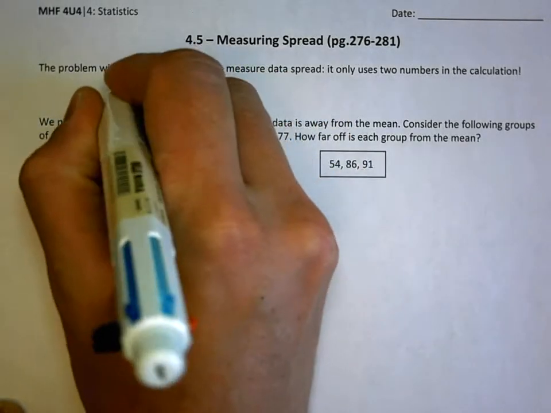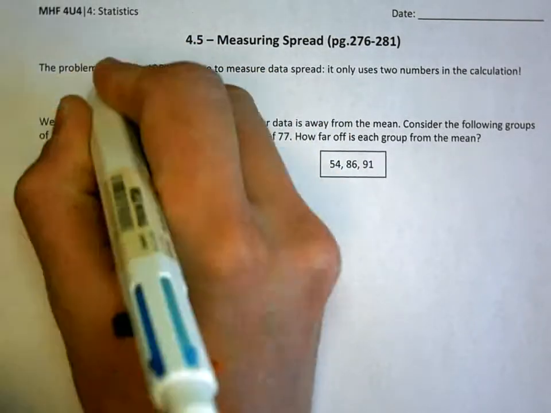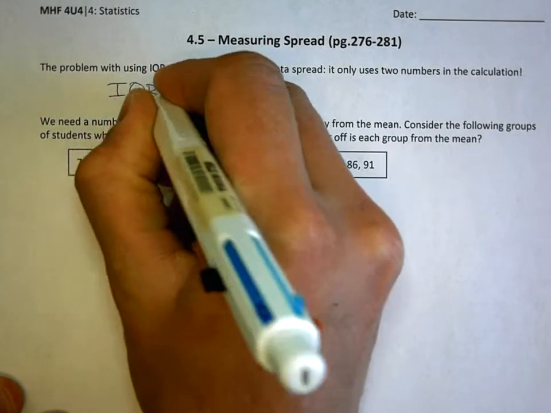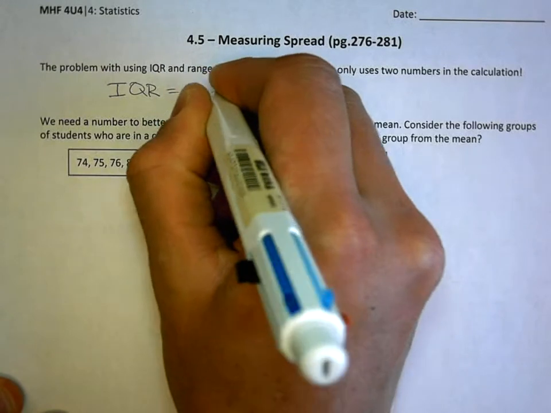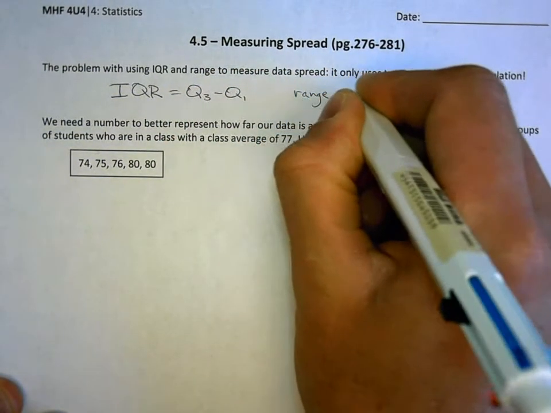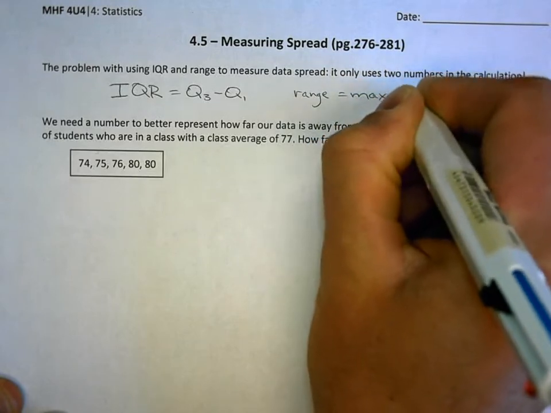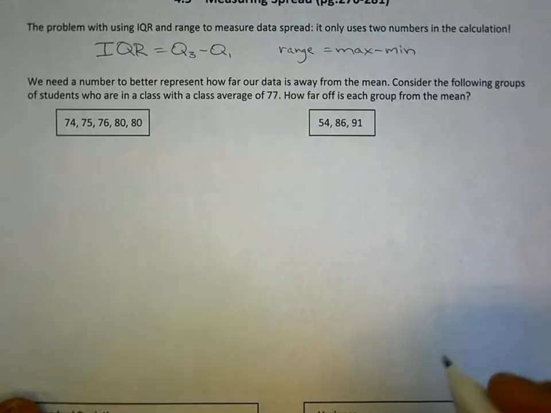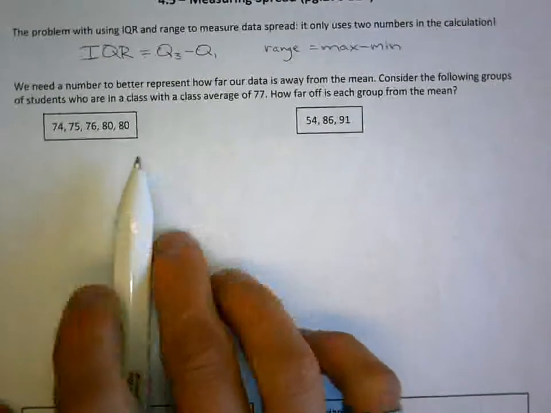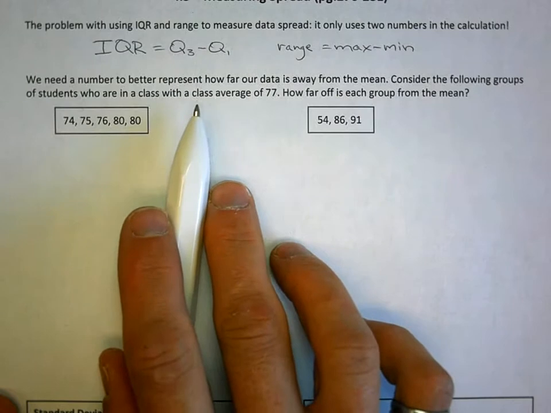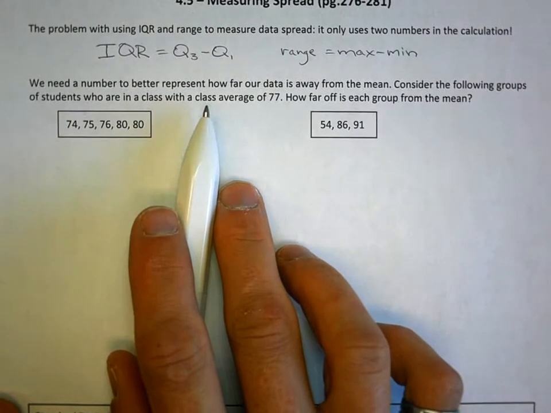And so we'll write that out, right? IQR, for example, is just two numbers. It's the Q3 number minus the Q1 number. Range is just the max minus the min. What about all the other numbers in my data set? They're just kind of ignored. So we're going to try today to figure out a way we can use all of our data and how spread out the data is.